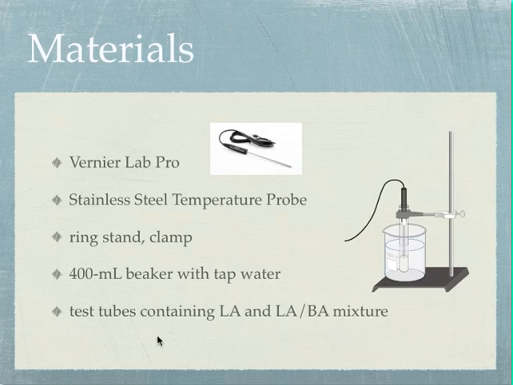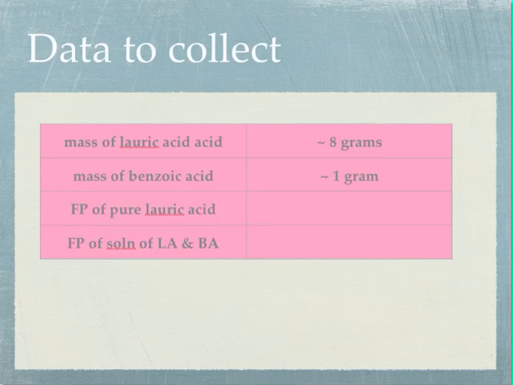Okay, so these are our test tubes. Again, you'll have two different test tubes, one containing lauric acid that I will actually provide for you, and the second one will be a mixture that you yourself will make up. In terms of data to collect, you're going to be actually working on the second test tube, and here you're going to get benzoic acid, and you're going to get about 1 gram, but you need to record exactly how much you've taken up. So if it's 1.03, 1.02, 0.988, whatever the case may be, record that exactly.